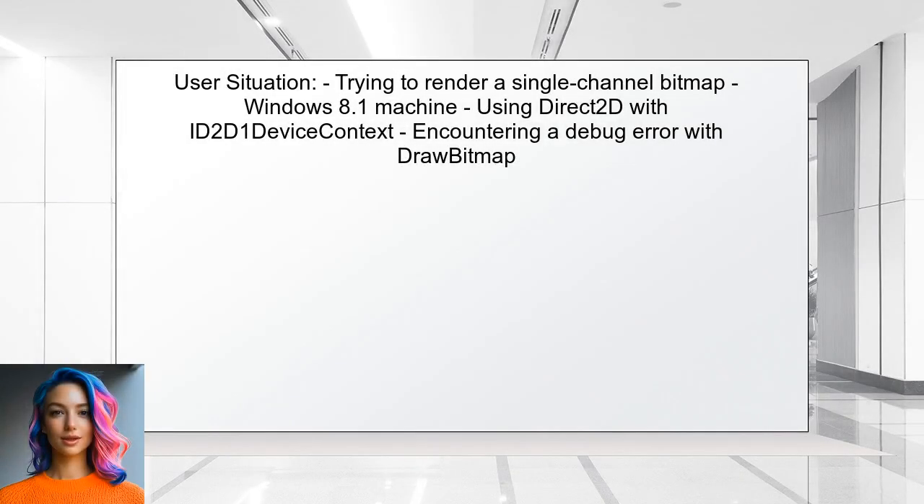Let's dive into the specifics of your situation. You mentioned that you're trying to render a single-channel bitmap on a Windows 8.1 machine using Direct2D. You created an ID2D1 device context with a Direct3D swap chain, but you're running into a debug error when calling DrawBitmap. Sound familiar? Let's explore this together.